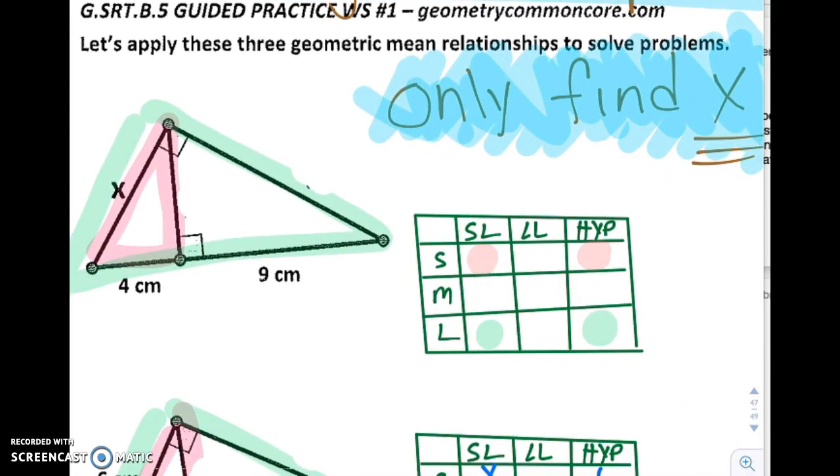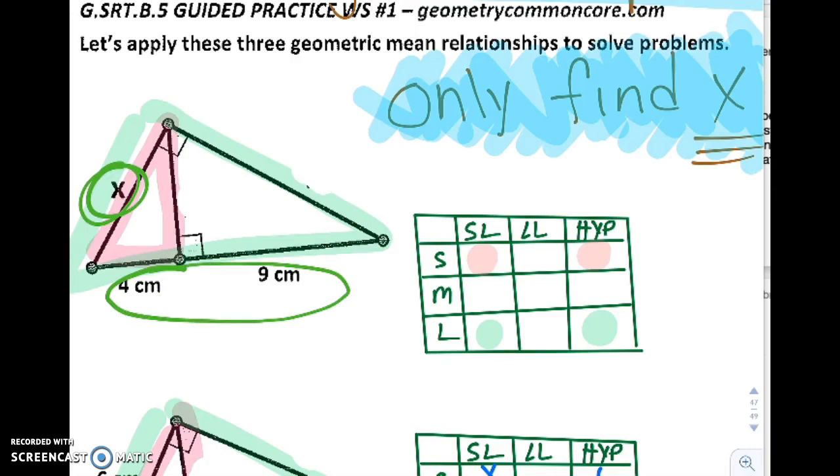Instead of doing the whole problem for you, you can see that the two pink numbers will go in small short leg, small hypotenuse. Again, small short leg, small hypotenuse. I said that backwards. Small short leg, small hypotenuse. And with the green one, short leg, hypotenuse. Then you figure it out from there.